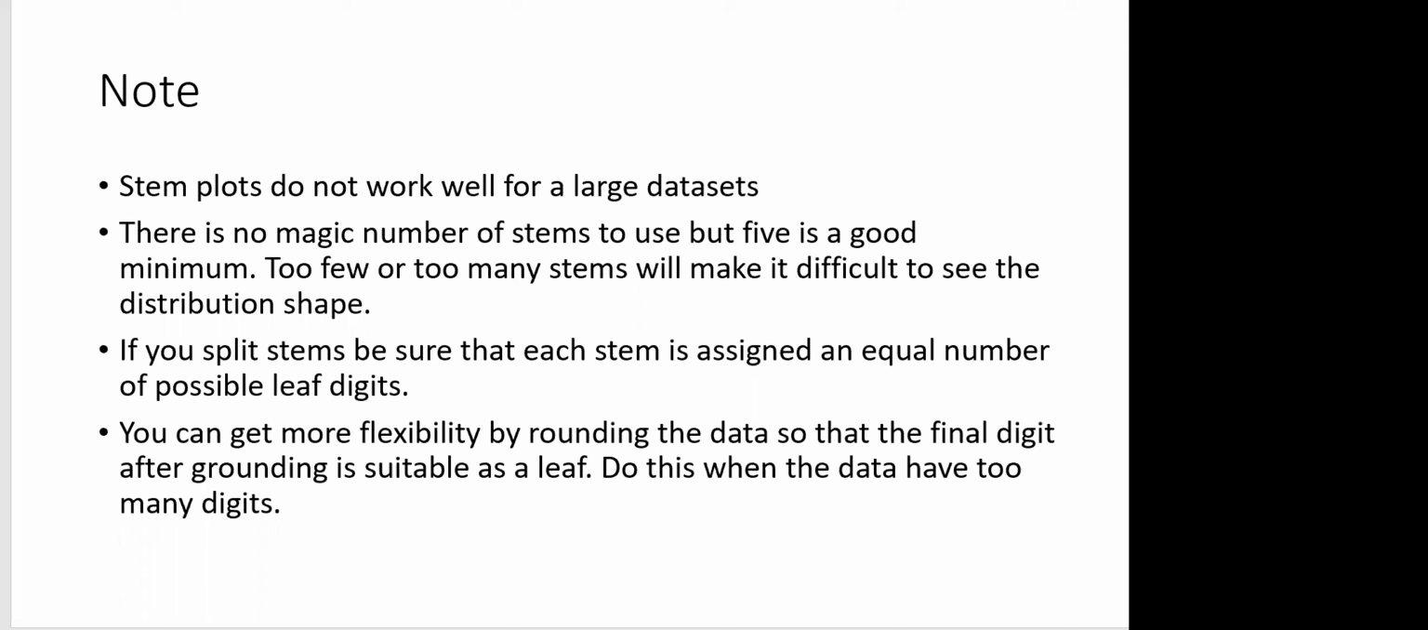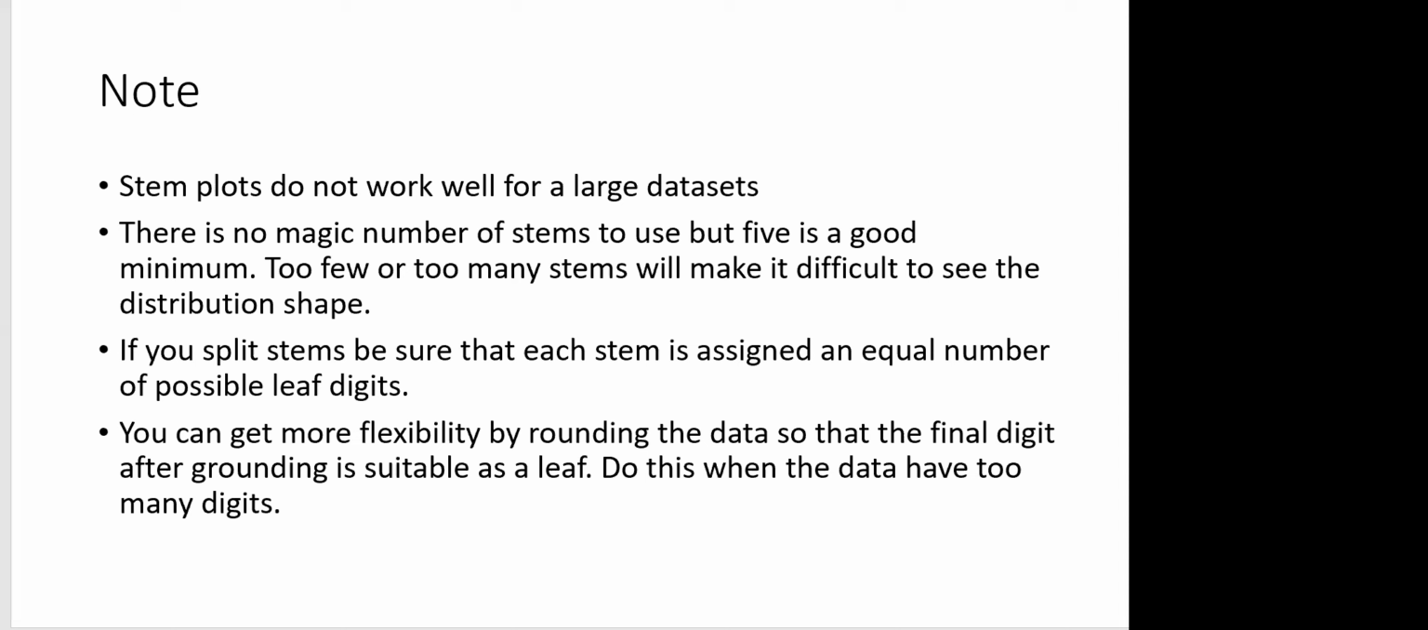So here are some notes about stem and leaf plots. Number one, stem and leaf plots do not work well for large data sets. Number two, there are no magic numbers of stems to use, but five is a good minimum. Too few or too many stems will make it difficult to see the distribution shape.